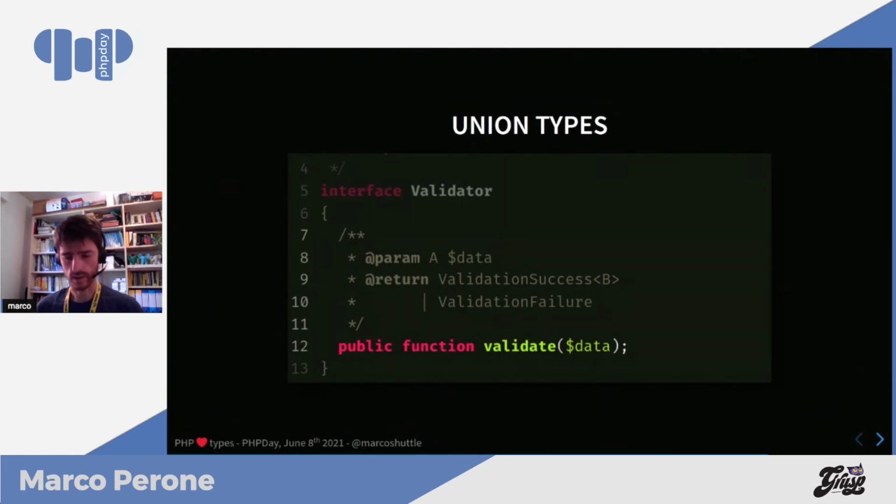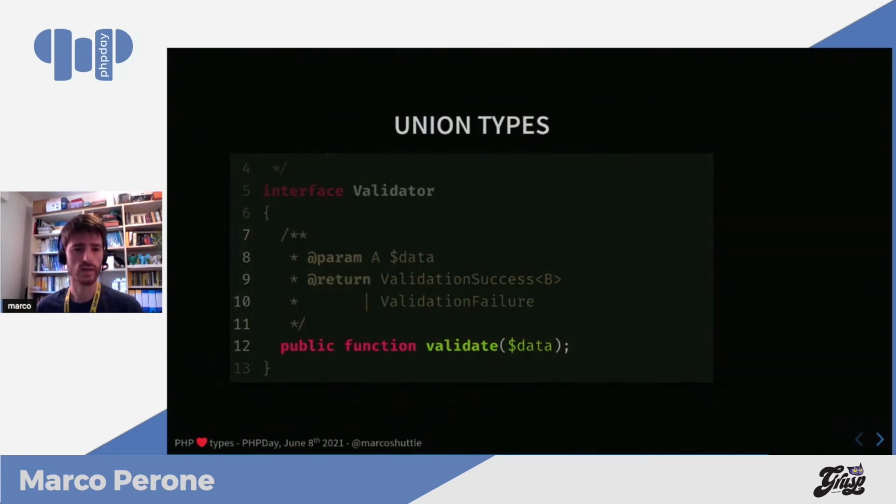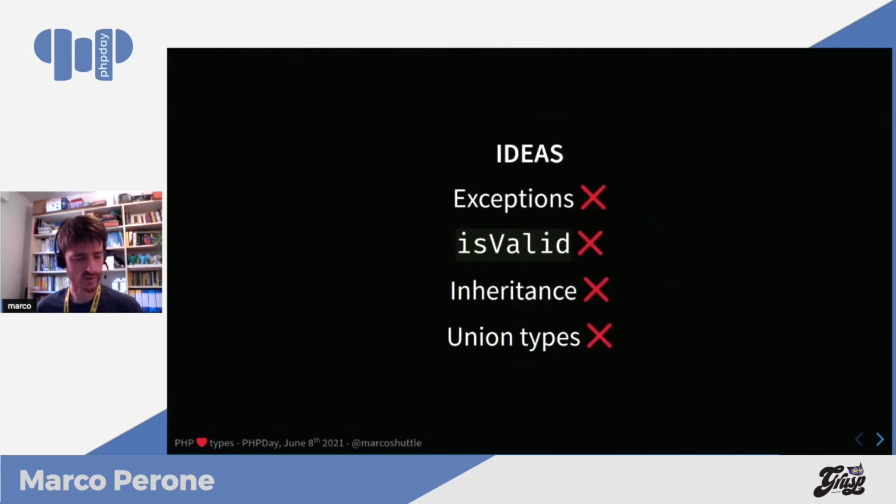So this forces the cases to be exactly 2, but still it does not force the client to process both cases. Also, what one could do is, if the validation result is an instance of validation success, then extract the result and go on, forgetting to handle the failure case. So this option also does not satisfy the request we made in the beginning.